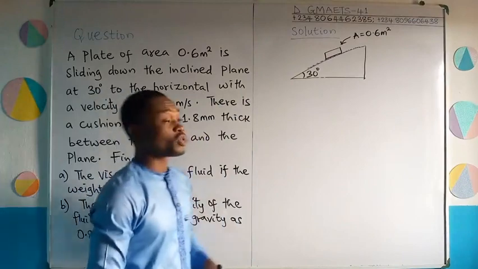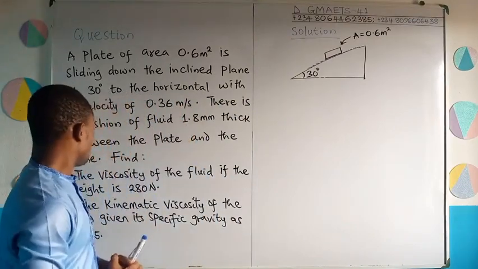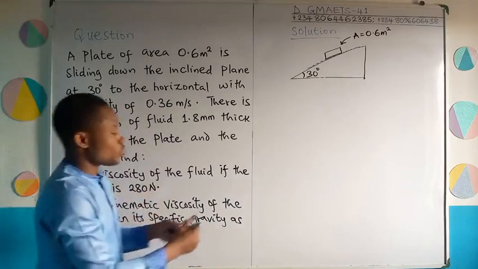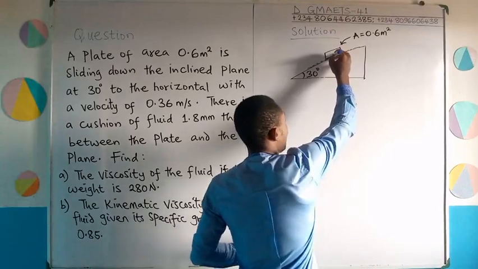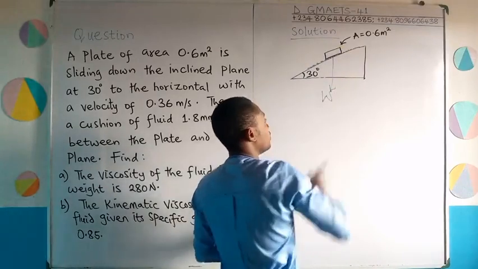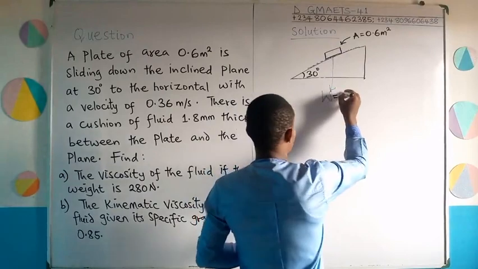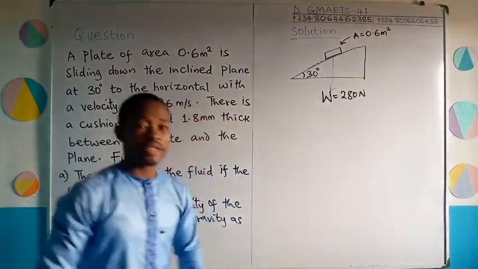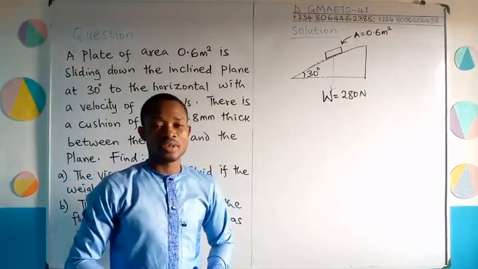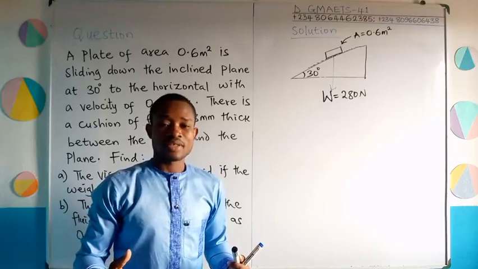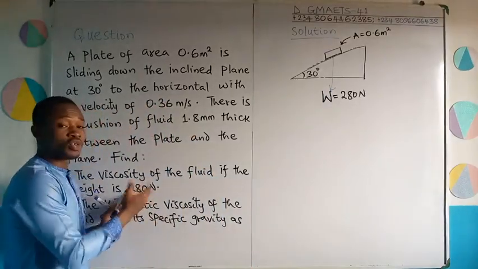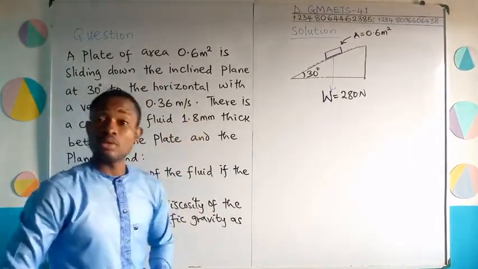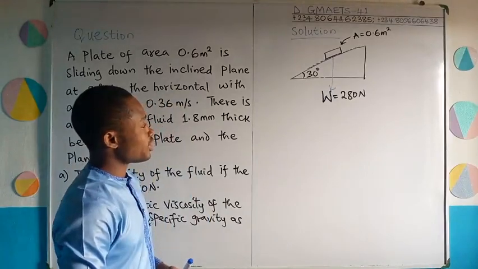Alright, the velocity was given to us in the question, and that's the basic thing. The weight of the plate was given to us. So this is the weight of the plate, W, and of course it was given to us to be 280 Newton. Do not forget that the weight of something is equal to mass times acceleration due to gravity. Because it's possible for the weight given to us to be a mass in grams, you would have to convert it to Newton, representing its weight.